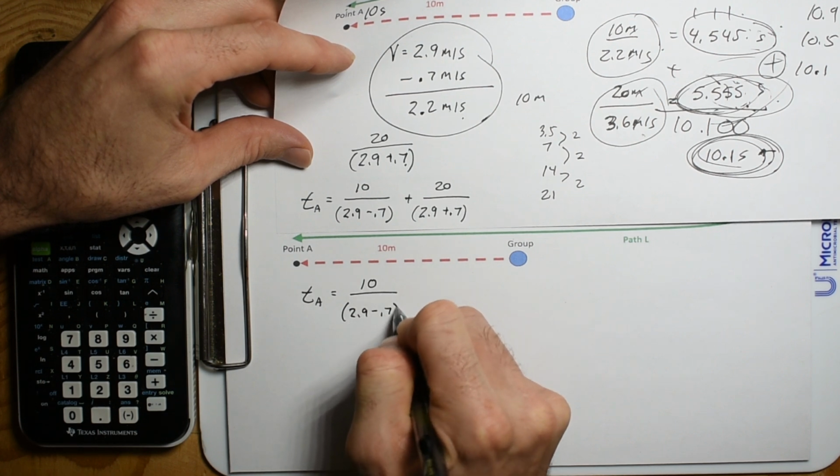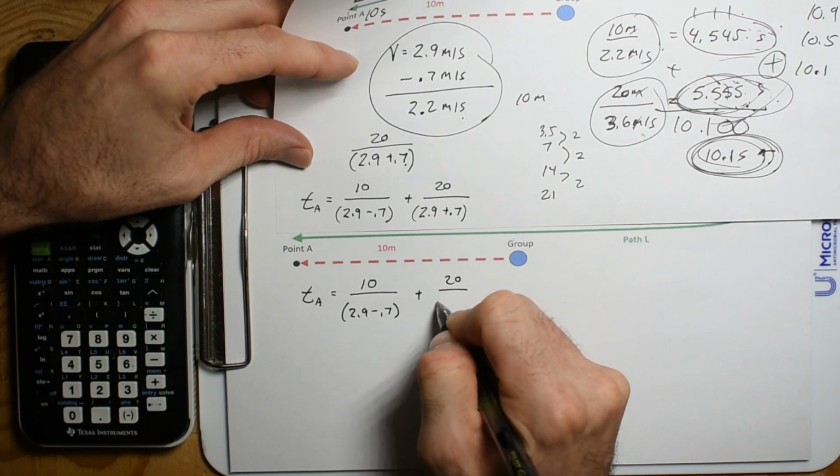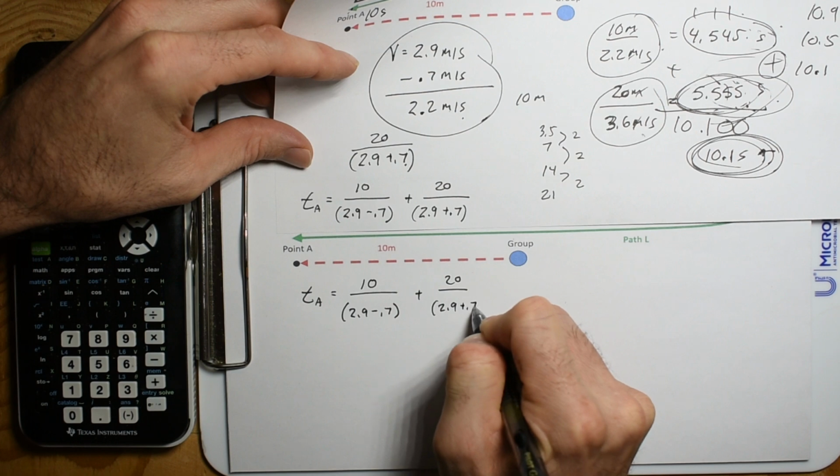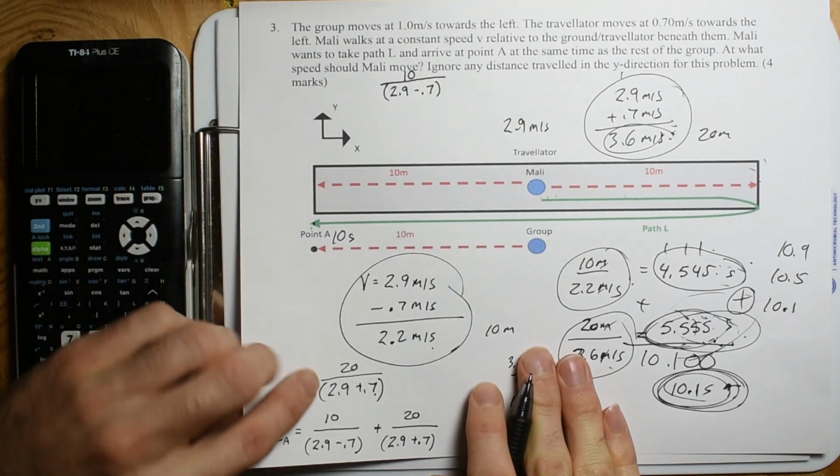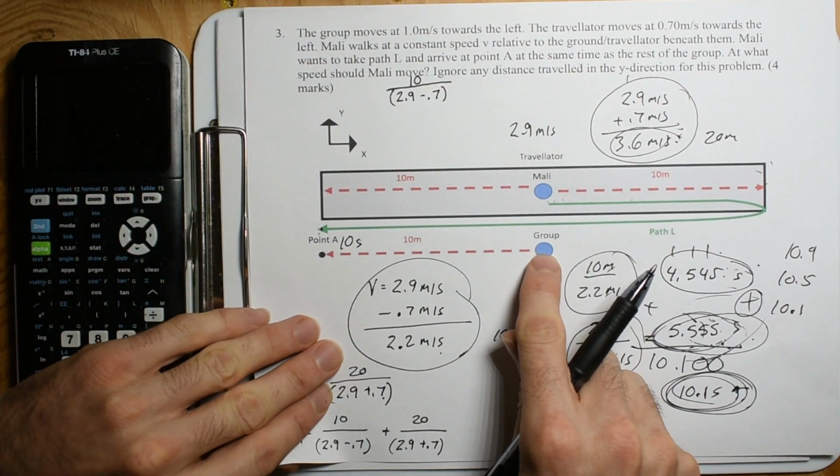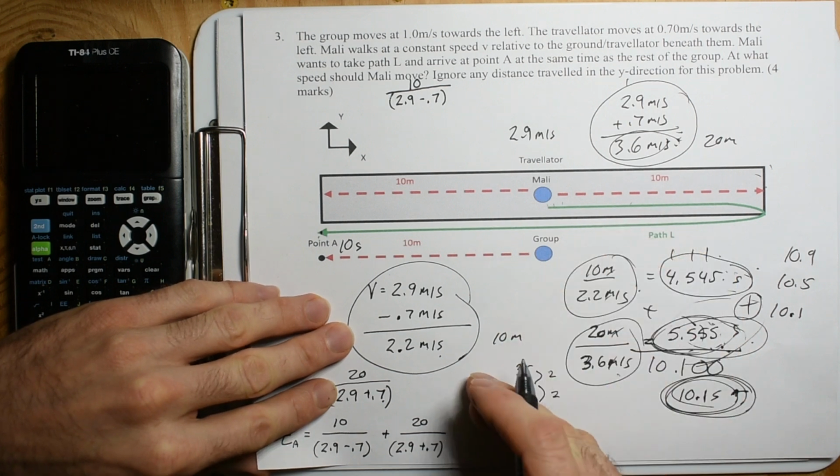2.9 minus 0.7 plus 20, 2.9 plus 0.7. Okay, and then let's go back to the group, because even the simplest things, there's still an equation to that.